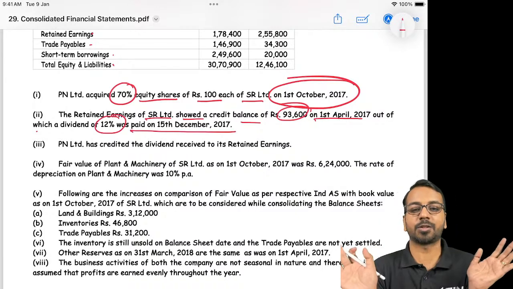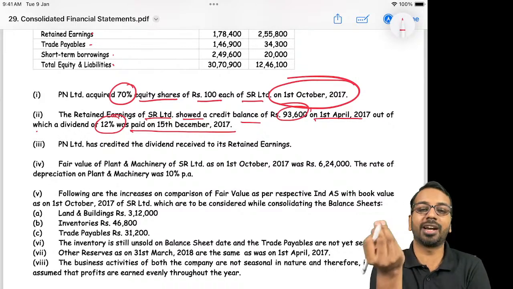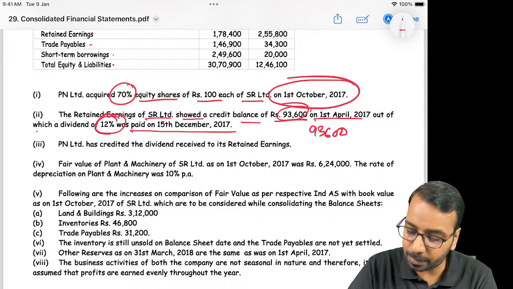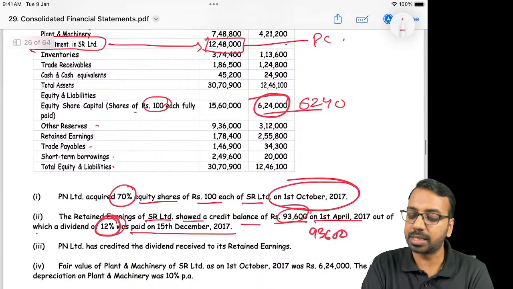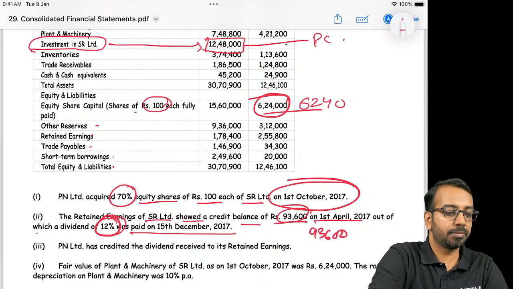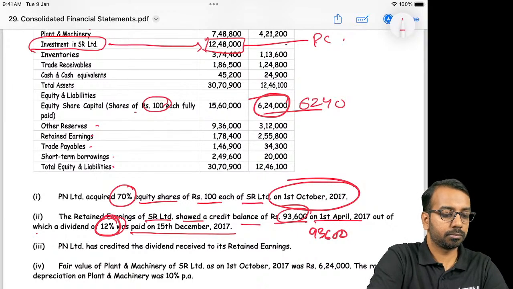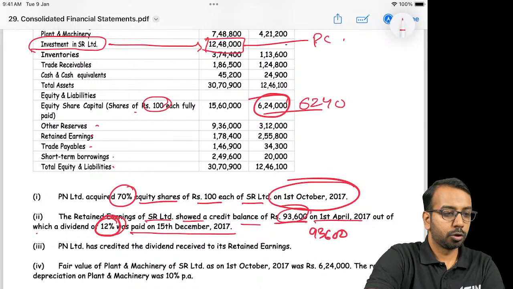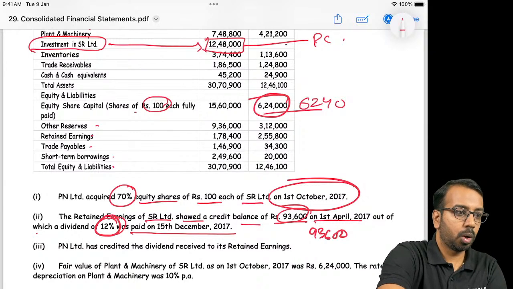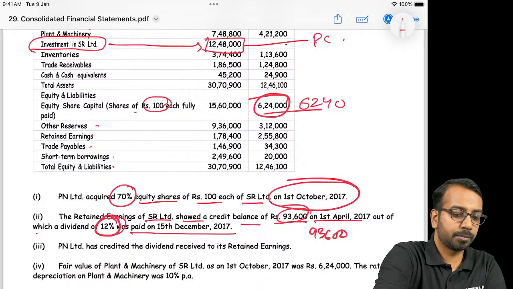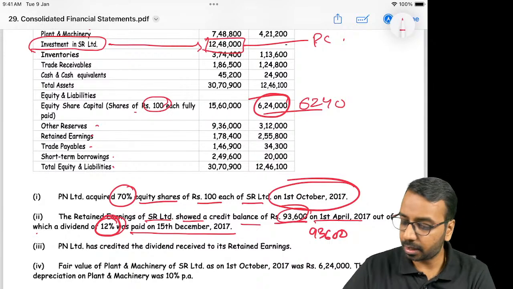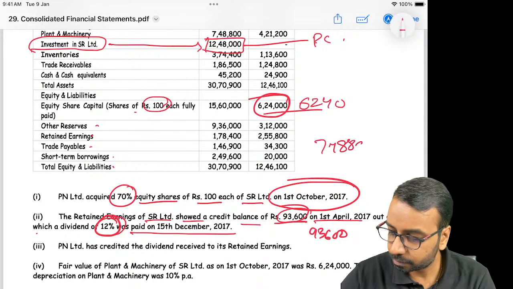This is a typical adjustment that you will get in almost every alternate question in the examination. This is the opening balance 93,600. From this, a dividend of 12% is paid. 12% of what? 12% of 6,24,000, that is 74,880. That is the dividend paid.